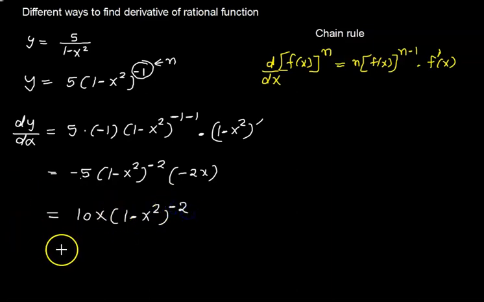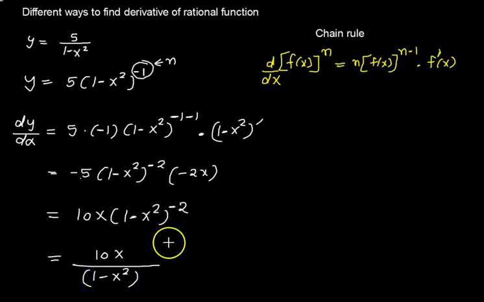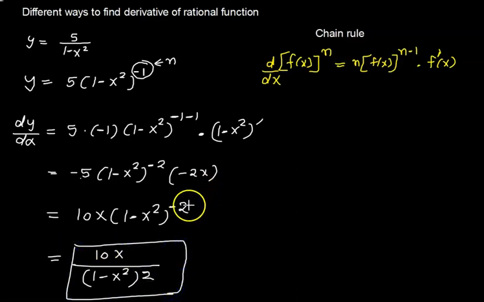So this is the derivative. At last we write this expression using a positive exponent. We move the negative exponent to the bottom to make it positive, and this is the derivative of this rational function. So you can see how easy and short it is to use the chain rule instead of the quotient rule.